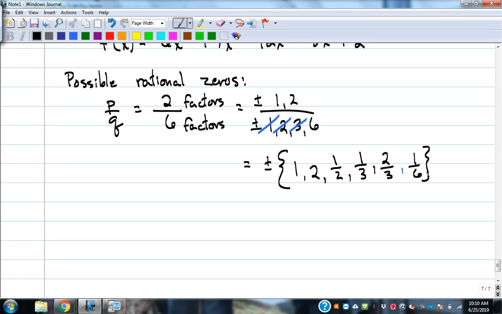That's my list of possible rational zeros for this. Now we've taken the possible zeros for this polynomial, and instead of every number in the world, we've narrowed it down to a list of 1, 2, 3, 4, 5, 6, and positive or negative on each of those. So only 12 possible numbers out of that.